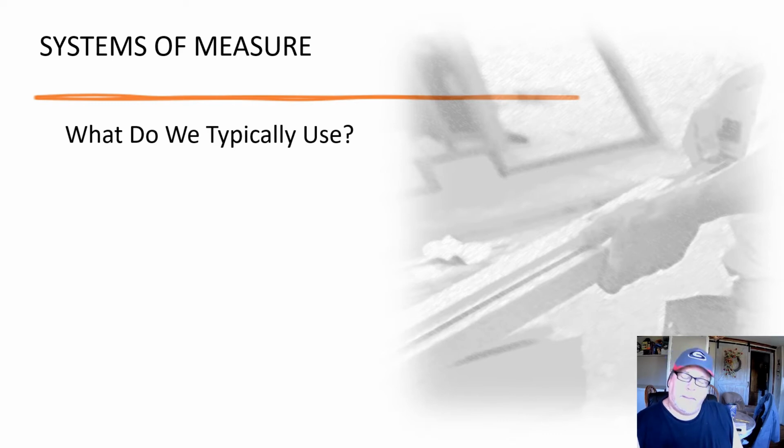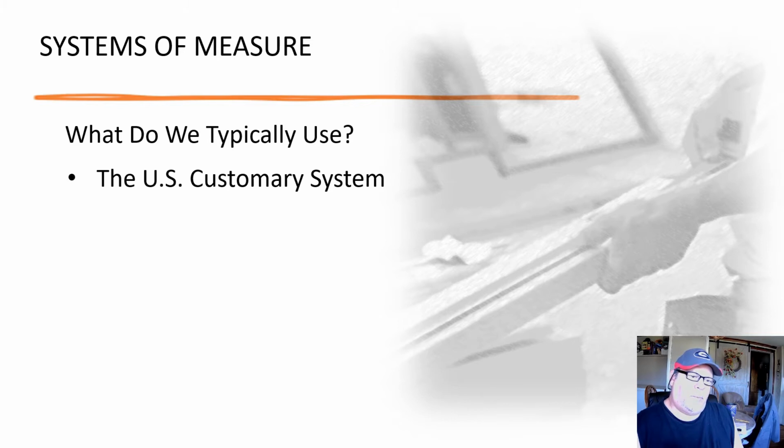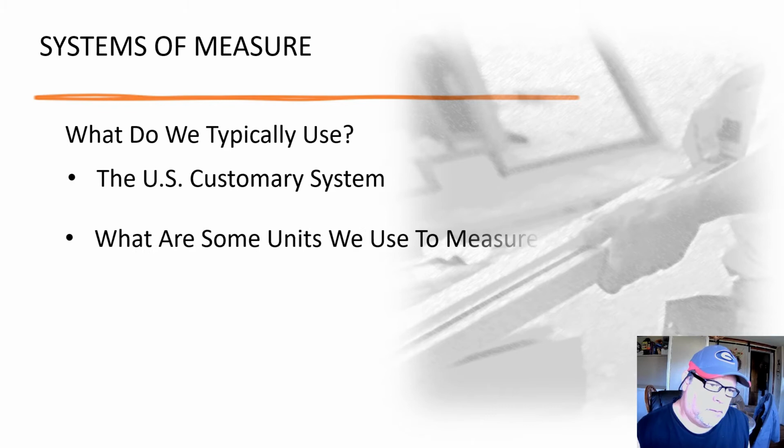What do we typically use? What system? We don't use the metric system much. About the only time we use the metric system is in class when we're doing Unit 2. We use the U.S. customary system. It comes from the English imperial system, but we customized it for the United States. So it's a lot like the imperial system, but a little different.